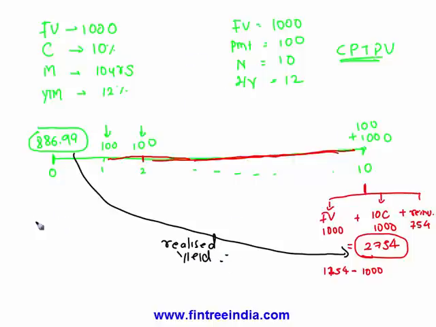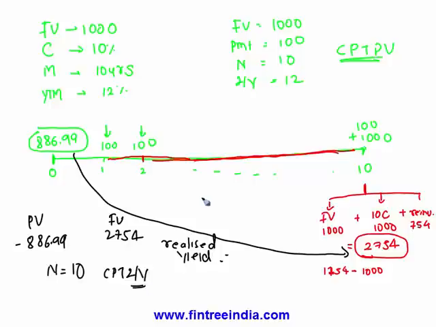Second clear TVM, 886.99 negative present value, 2754 future value. This is happening over a period of 10 years, so 10 would be N. And then we will say compute IY. And this IY should be, ignoring decimals, precisely 12%. That means if the investor actually gets to reinvest at the YTM, then his realized yield and YTM are going to be the same. Is that clear to you?